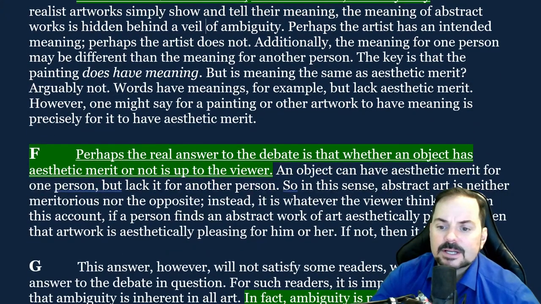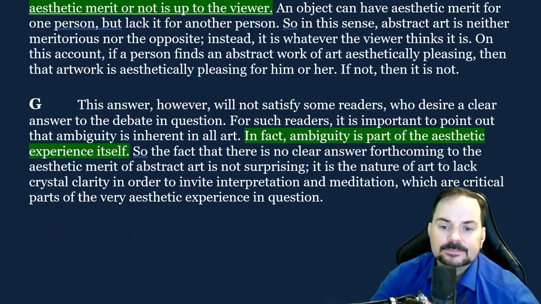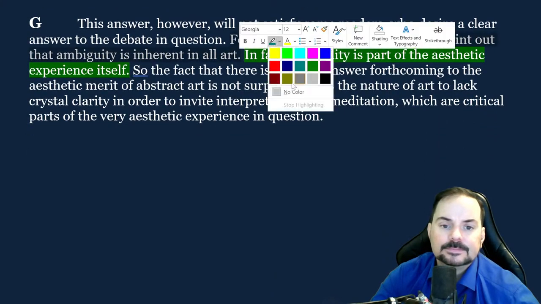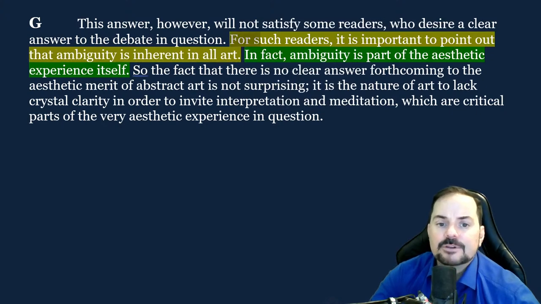There is a section in here where it says that all art has some ambiguity. Okay. So all art has some mystery. Here it is. Yeah, it was in the conclusion. For such readers, it is important to point out that ambiguity is inherent in all art. Okay, so it's paraphrased. It's a high difficulty question, but it's this part here, inherent.